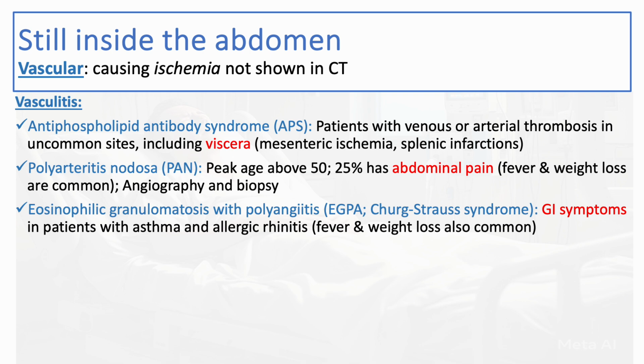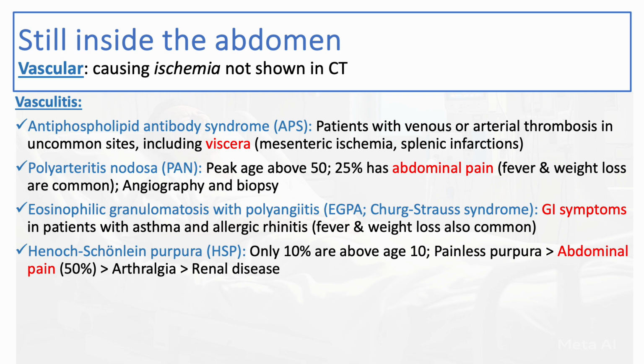Eosinophilic granulomatosis with polyangiitis, EGPA, it used to be called Churg-Strauss syndrome. GI symptoms can happen, and think about that in patients with GI symptoms and asthma and/or allergic rhinitis. Again, fever and weight loss also might happen. So think about that in a patient with fever of unknown origin, and if they have GI symptoms and eosinophilia.